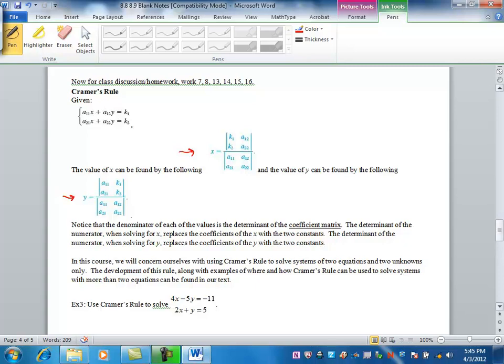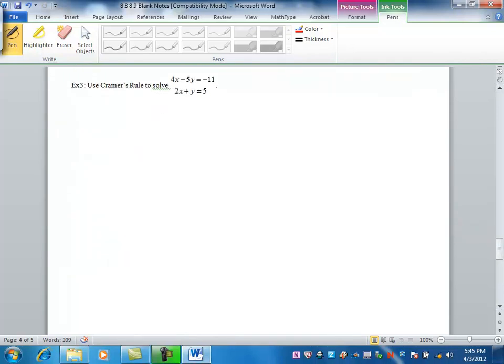Alright, so let's take a look at what this means here. If I'm looking for x, first of all, I'm going to take the determinant of, I'm looking for x, so I'm going to replace 4 and 2 with negative 11 and 5. I'm going to leave the coefficients of the y's alone. I'm going to put that determinant over the determinant of the coefficient matrix. So I've got 4, 2 in the first column.